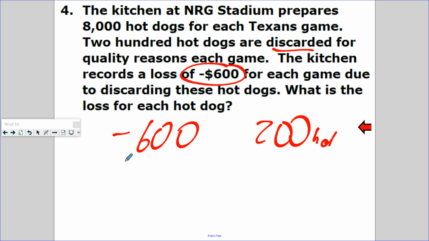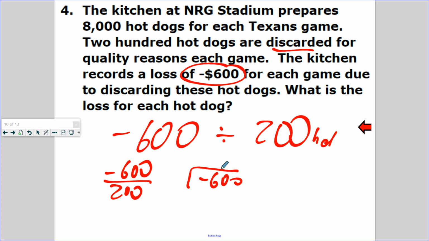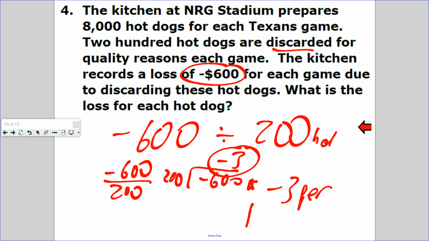I could draw $600 bills and divide them into 200 groups. So that could be written this way, negative 600 divided by 200. How many 200s go into 600? 200, 400, 600, 3, opposite, opposite. So they lose $3 per hot dog, or they lose $3 for each hot dog. And that is division.